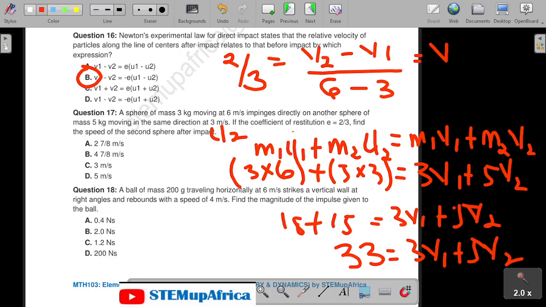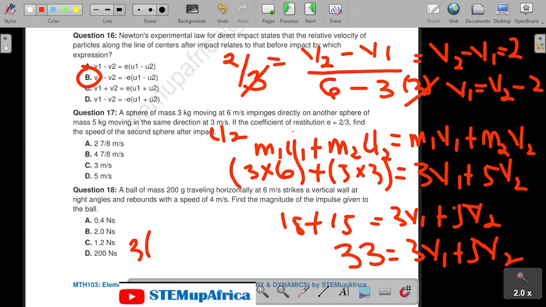v2 minus v1 divided by u1, which is 6, minus u2, which is 3. So I'm having v2 minus v1 will give us 2, because here will give me 3. I can just strike out this 3. So if I make v1 the subject of the formula, what will I have? My v1 will be v2 minus 2. So if I substitute, I'm having 3 into v2 minus 2 plus 5v2 equals 33.